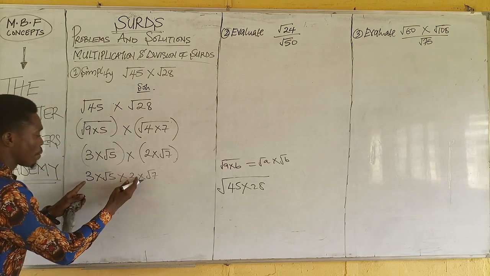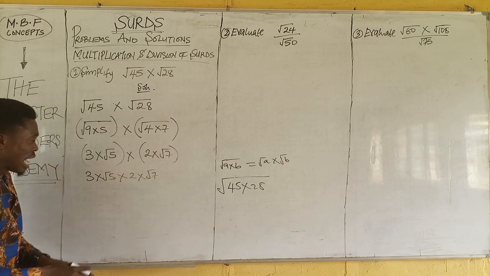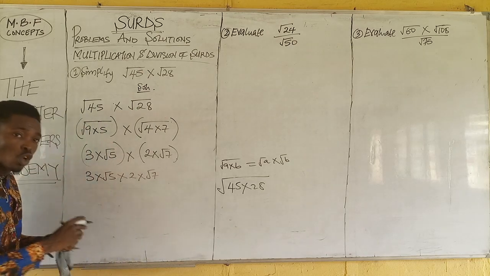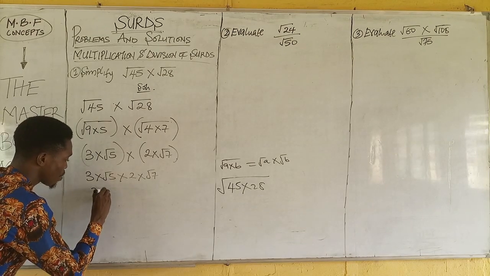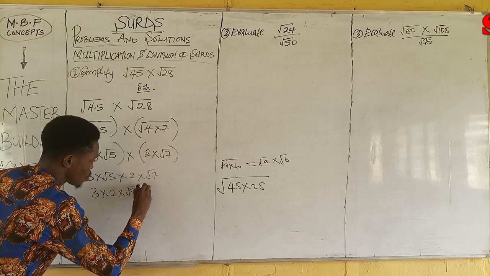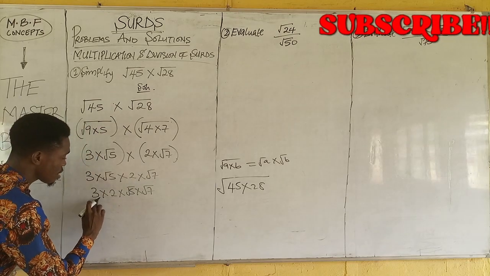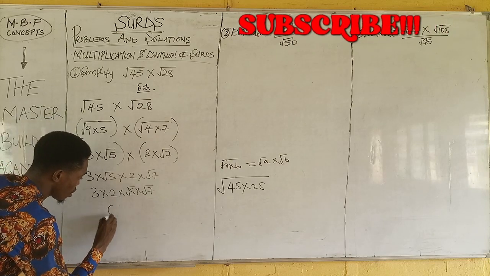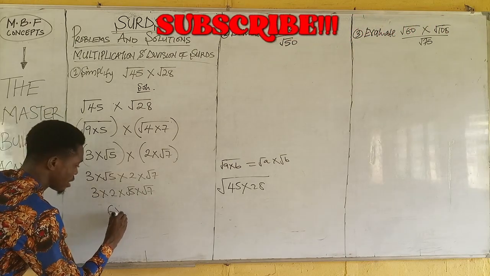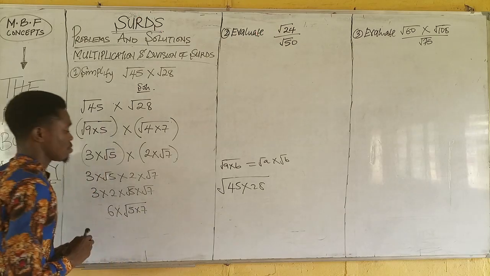So what do we do here? We will bring together the numbers without square roots, and we bring together those with square root. So this is going to give us 3 times 2 times root 5 times root 7. Hope you see this, guys. Yes. The next thing we do is this times this, guys, will give you what? 6. 2 times 3 is 6. And this will have given us root of 5 times 7.